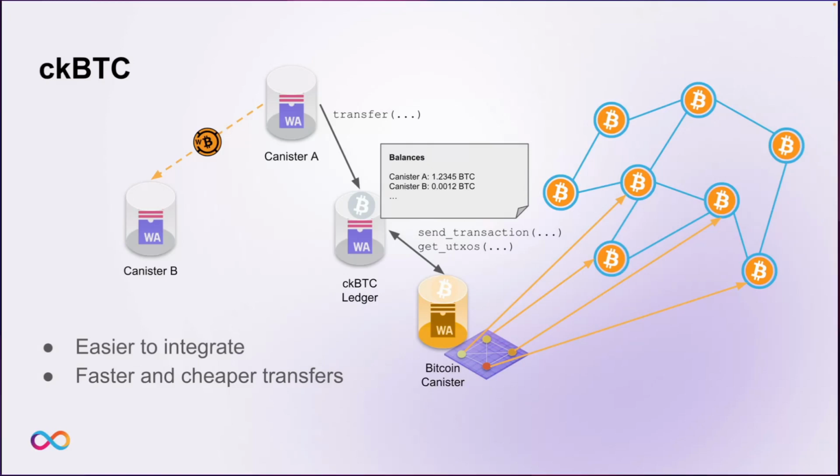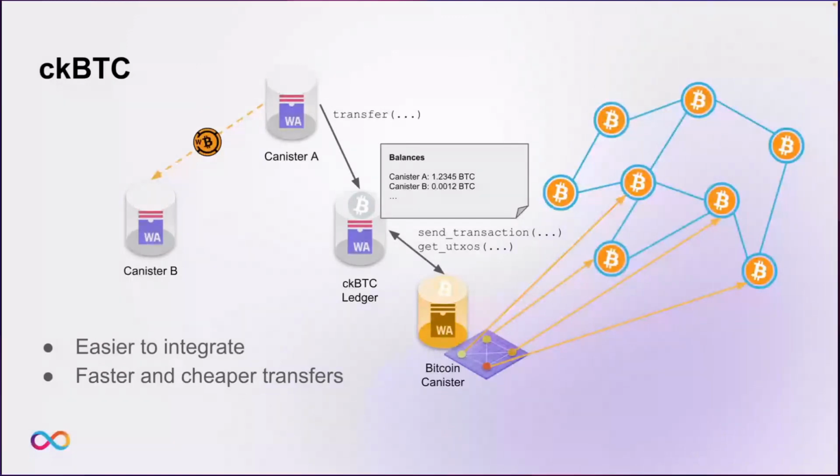Chain key BTC, or ckBTC, is a version of Wrapped Bitcoin, like for example Wrapped BTC on Ethereum, but it has much stronger underlying trust models because of its decentralized architecture and also because it uses threshold ECDSA instead of bridges. So ckBTC is easier to integrate. Instead of using the low-level Bitcoin integration API, you can simply access the ckBTC ledger like any other ICRC1 ledger on the Internet Computer.